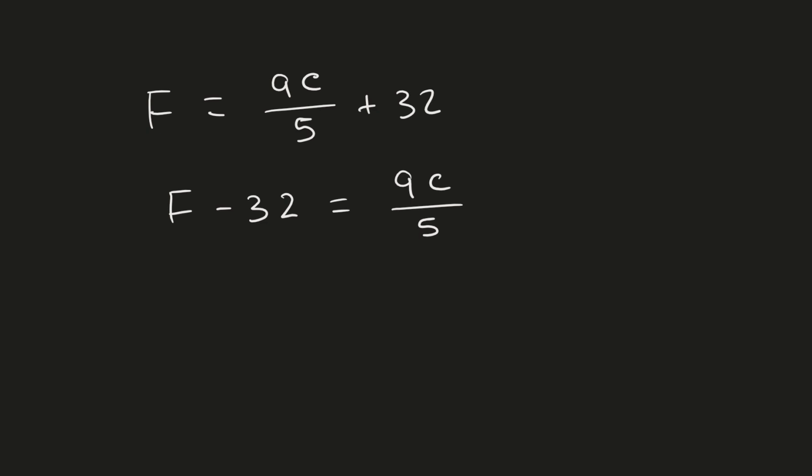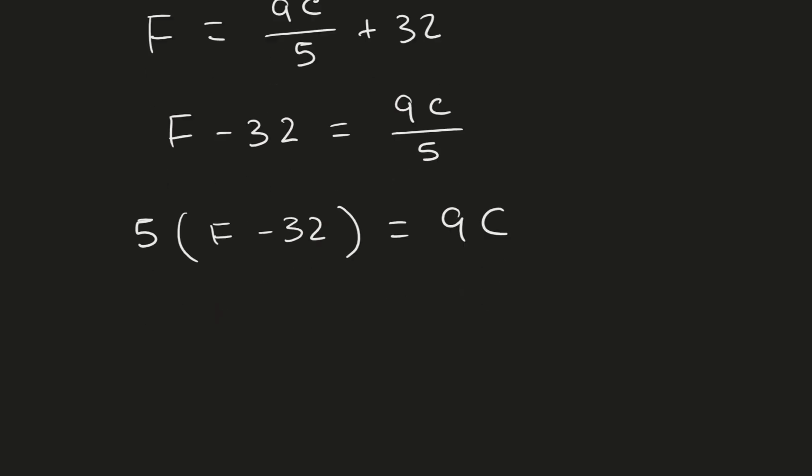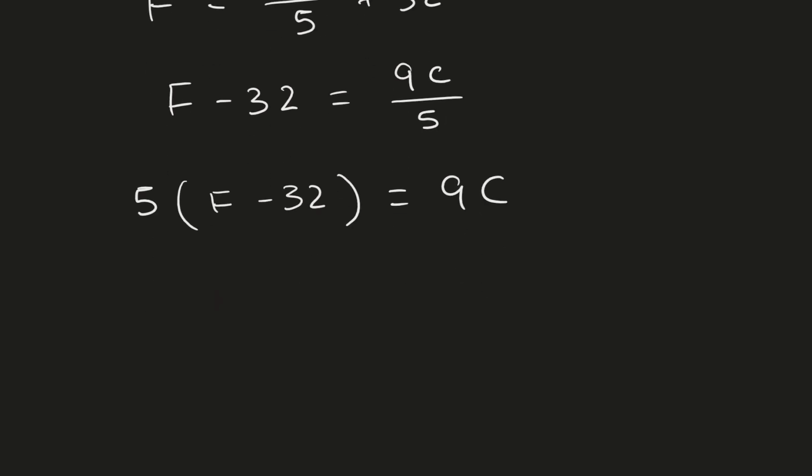And to continue, I would multiply both sides by 5. So this whole thing has to become a quantity, F minus 32, and I'm going to multiply it all by 5. So that's showing both of those terms would be multiplied by 5. And over on this side, it's 9C. And then I'm just going to divide both sides entirely by 9. So I could say 5 times F, or Fahrenheit degrees, minus 32, all divided by 9.